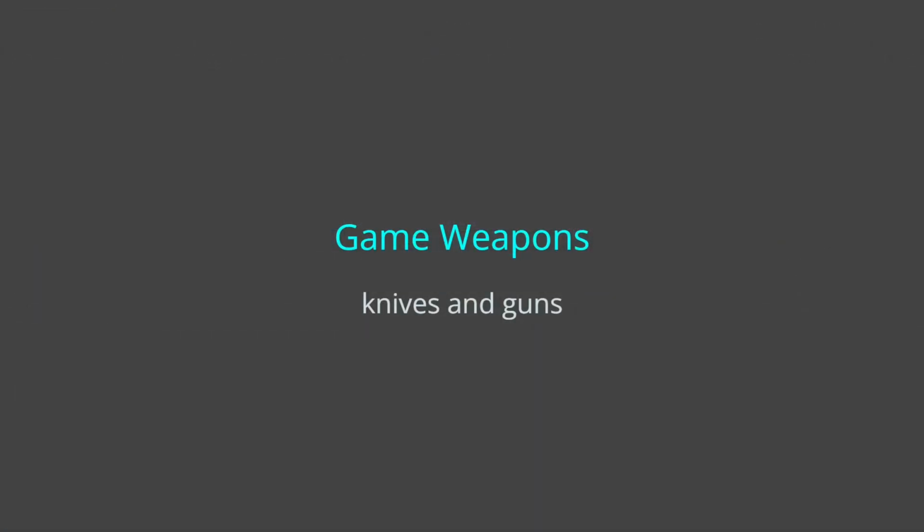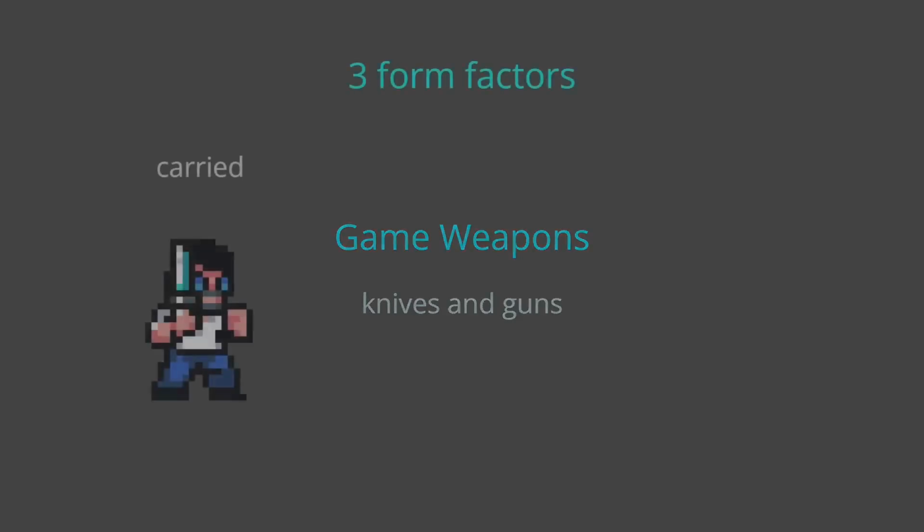Let's talk a bit about how we're going to implement weapons. So we will have 2 types of weapons in the game, a knife and a gun. But from a game design perspective, these 2 will actually share a lot of similarities. So we'll just focus on the knife weapon for now.